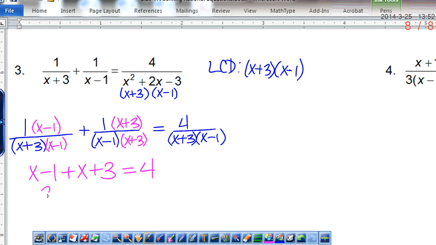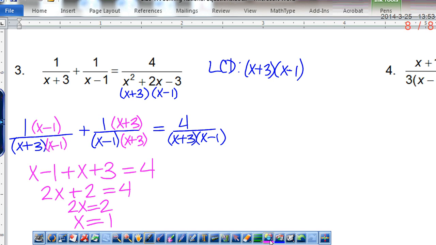So that gives me 2x plus 2 equals 4. So 2x equals 2. So x equals 1. Then I compare that to my denominators. Is x allowed to equal 1?